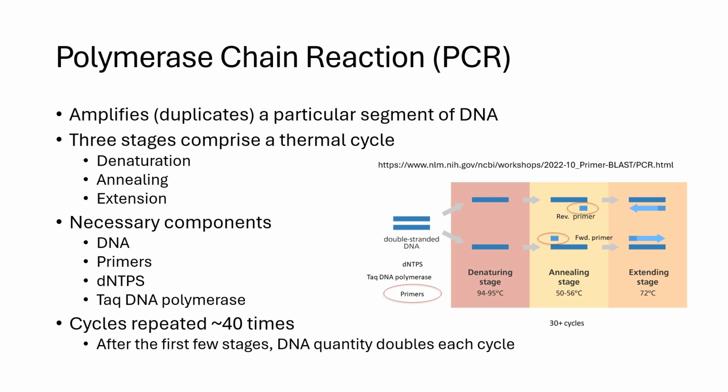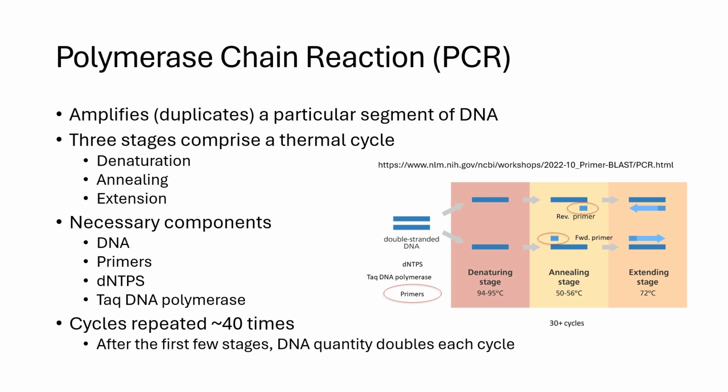So we've brought up PCR a few times, and it stands for polymerase chain reaction. Though another group is going to go into more details about this later, we do need to touch on it here because it's important for the quantitation process. The polymerase chain reaction duplicates or amplifies a particular segment of DNA, and there are three stages that comprise a thermal cycle, or a cycle of heating and cooling. These are denaturation, annealing, and extension.